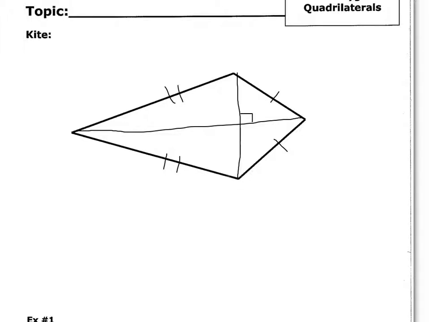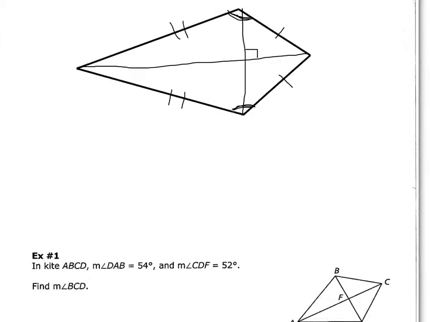The last thing, and probably the most important, I guess, is that you only have one set of opposite angles that are congruent. Okay, so for example, this would be congruent to this. Okay, so take a second, get that down, and we'll try a few problems.